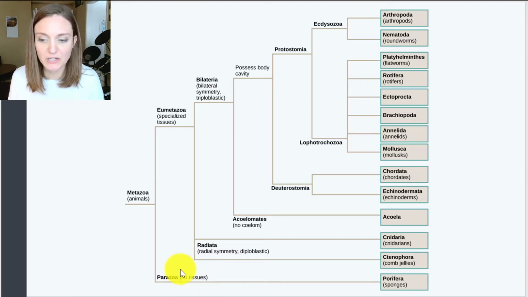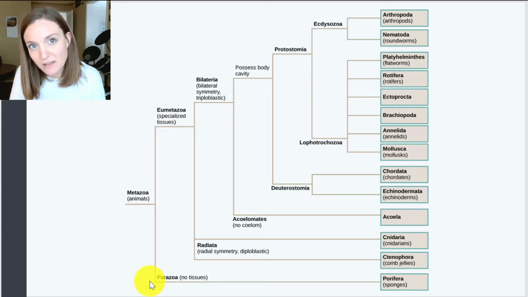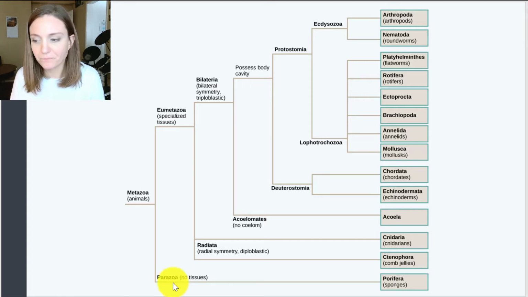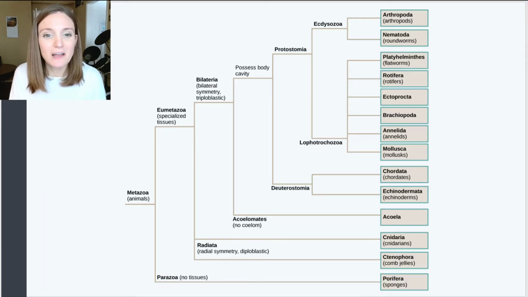So the first group we're going to talk about are these parazoa down here, meaning next to animals. They are animals, but they're lacking some of the characteristics that we usually use to categorize animals. So the phylum Porifera, the sponges. That's our first group. So let's talk about them. What's going on there?